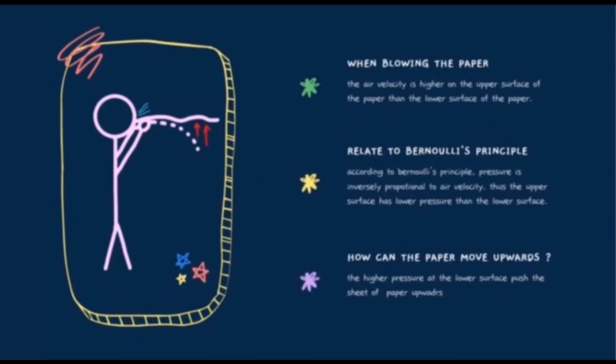How can the paper move upwards? The higher pressure of the lower surface, due to the low air velocity, pushes the sheet of paper upwards. That's why when we blow, the paper will move upwards.